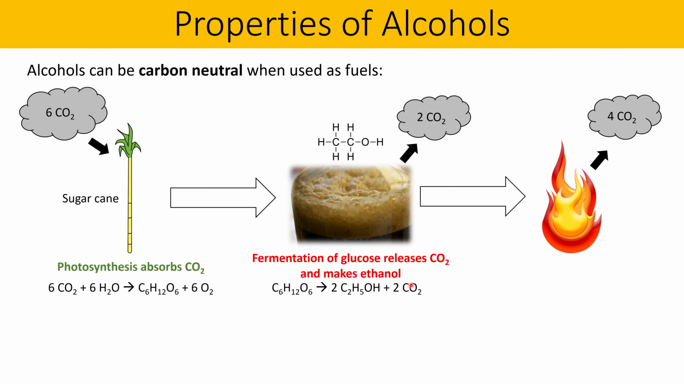We take the two ethanol molecules that were produced by fermentation of the glucose molecule, which came from photosynthesis. We react it with 6 molecules of oxygen, and this will produce 4 CO2 and 6 H2O. You can see in total we've released 6 molecules of carbon dioxide in the production and then burning of the ethanol. And we absorbed 6 going in through photosynthesis.